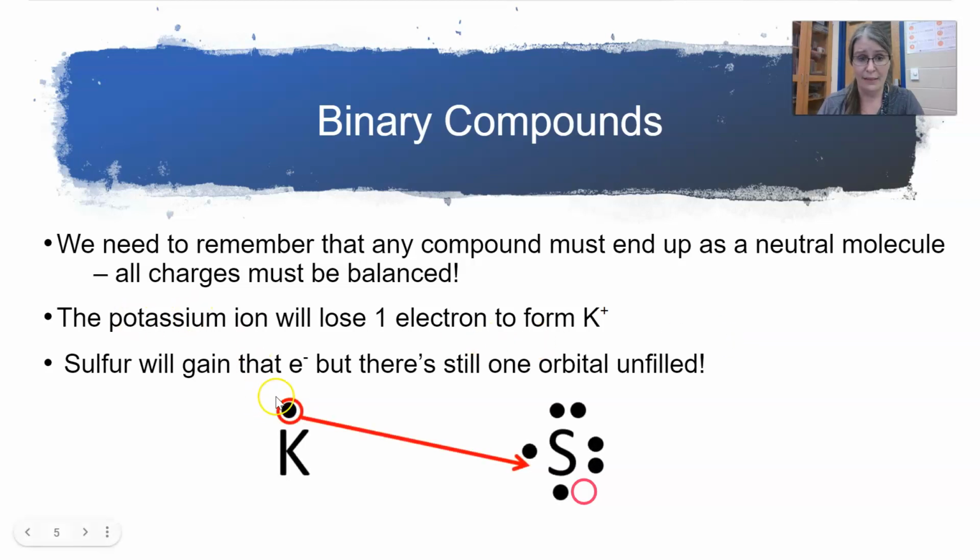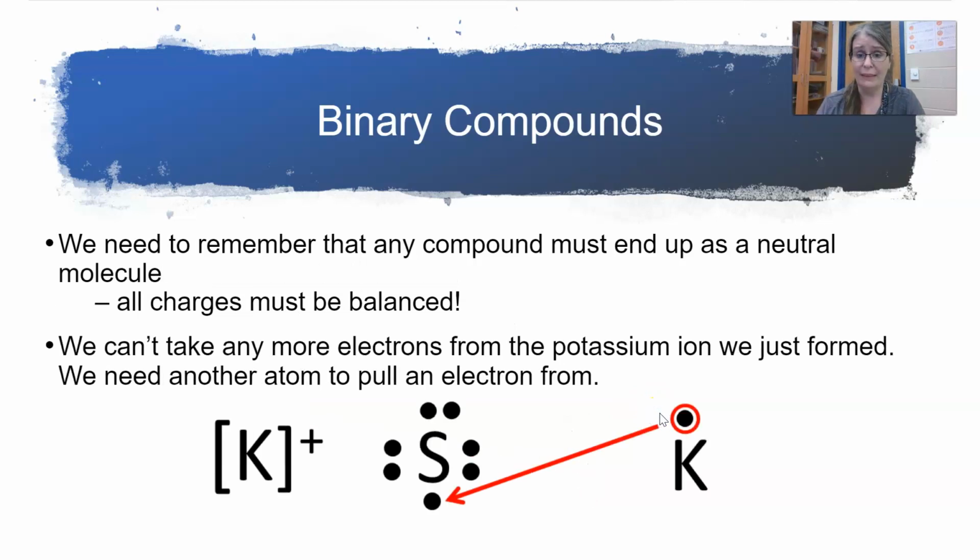That potassium is going to lose 1 electron and form the potassium ion, K+. That electron has to go somewhere, and there's a great spot for it right there on the left side of that sulfur. Pairs it up. But there's still a spot on the bottom which is unfilled. K+ is great, but S- is not going to help us out. We don't have a full low energy octet here.